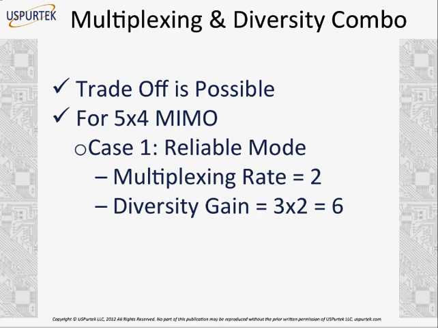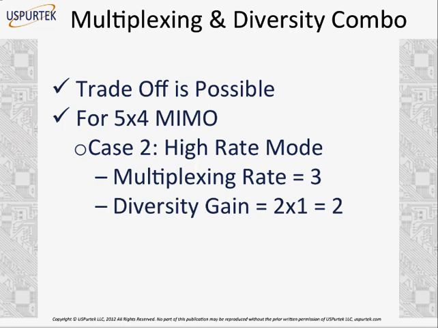Now let's say I choose to have a multiplexing rate of 2. That means from this 5x4 MIMO, I am dedicating 2 antennas on the receive side and 2 antennas on the transmit side for throughput. My minimum requirement for throughput here is a factor of 2. Then on the transmitter side I am left with 3 antennas, and on the receiver side I am left with 2 antennas. So my diversity gain is now 3 cross 2 equals 6. That is the trade-off I make. By choosing a lower multiplexing rate, I can have a better diversity gain, or better signal to noise ratio and better reliability.